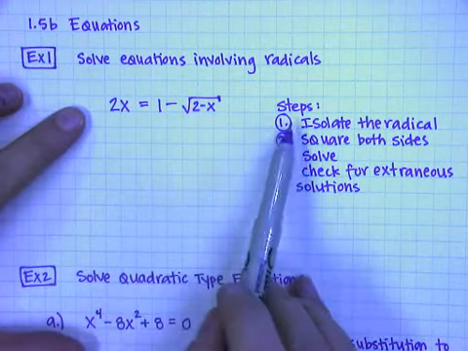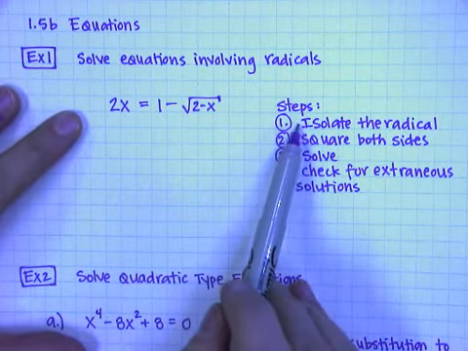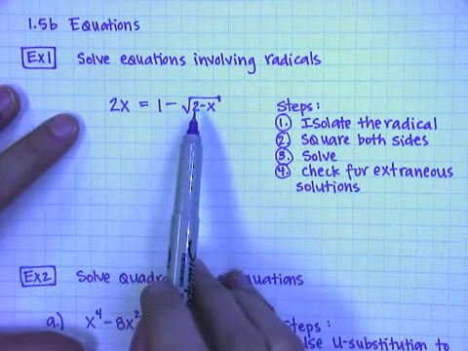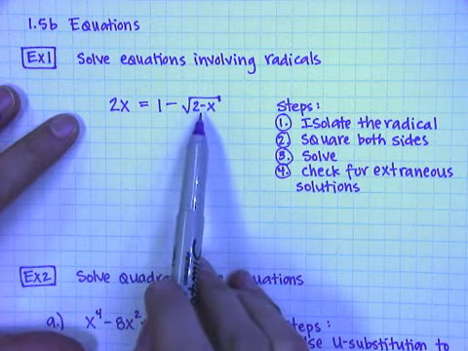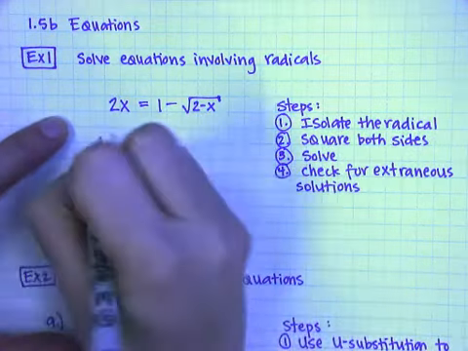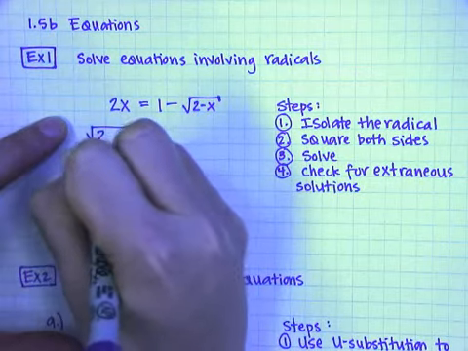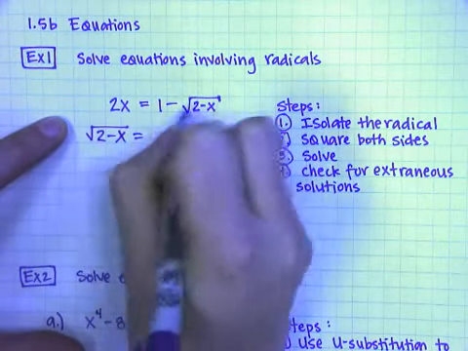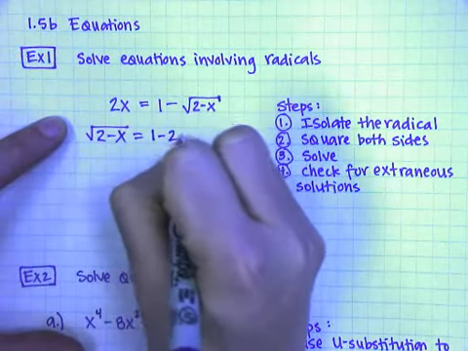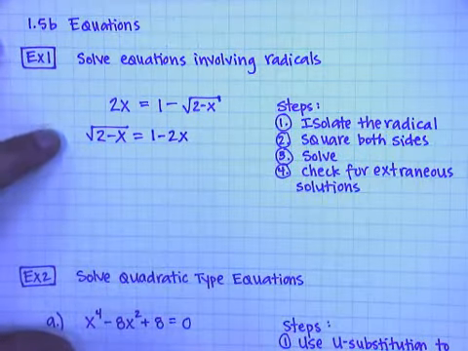So we saw in class today that the first thing you need to do is isolate the radical, which means I'm going to get this root 2 minus x all by itself. To do that, I think I'm going to add it to both sides so that it comes over here and becomes positive. And then I'm going to take away 2x from both sides. So I'm going to get a 1 minus 2x.